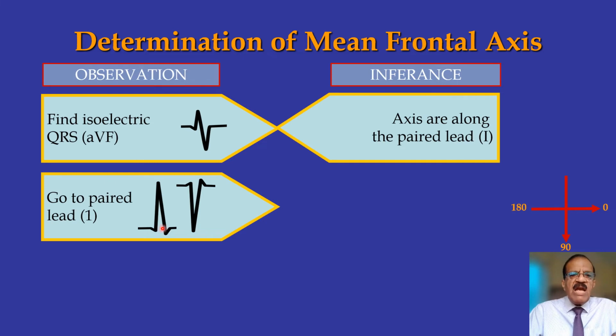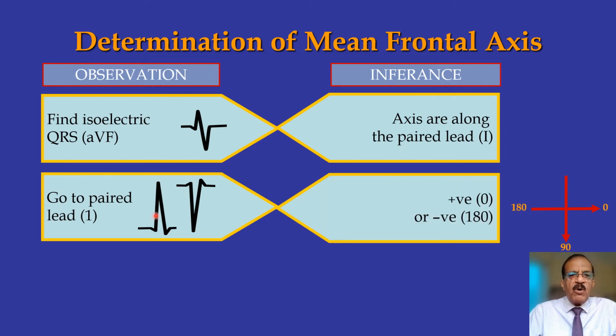Okay, and see if the complex is predominantly upward or predominantly downward. It has to be predominantly upward or predominantly downward. It can't be biphasic. That is the physics of ECG. So you would find either this one or that one. This would imply that current is flowing toward the positive terminal of lead 1, like here. And this would imply that the current is flowing toward the negative terminal of lead 1, that is 180. So that is the inference we draw. If it is positive, the axis is close to 0.